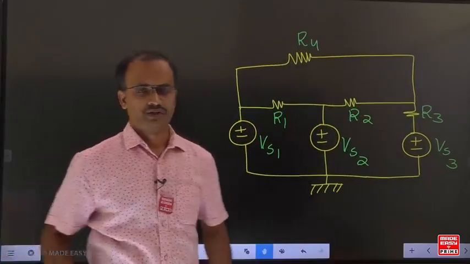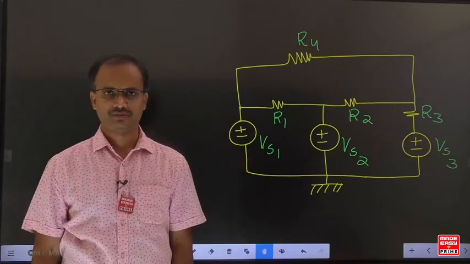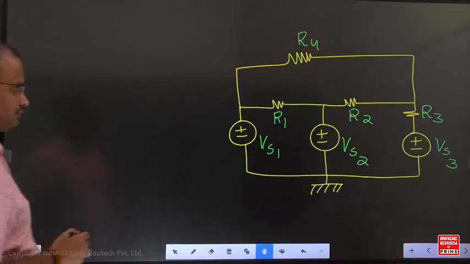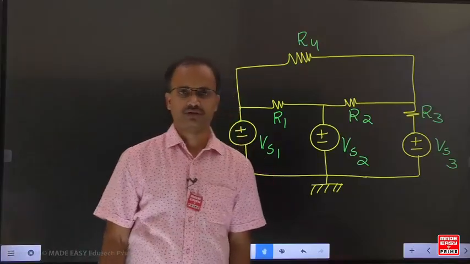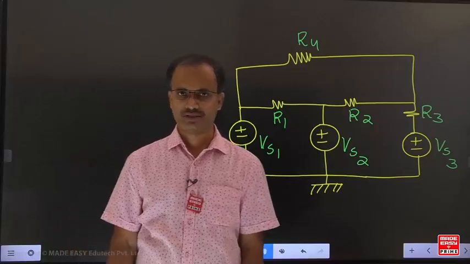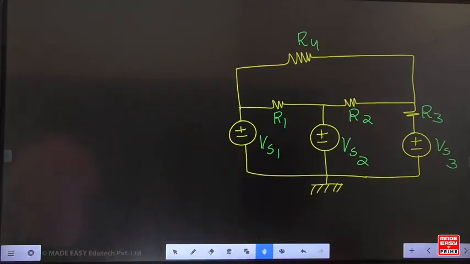Now observe here. In this example, everything clear now? To find the node voltages, how many equations are required? Please give reply. Yesterday we discussed the number of equations formula, na?